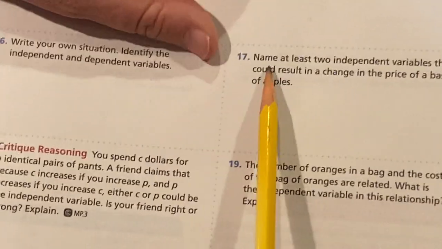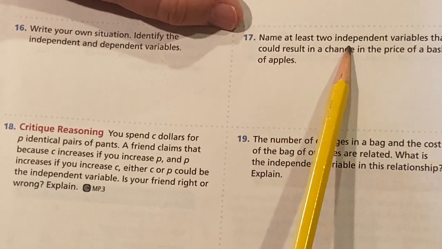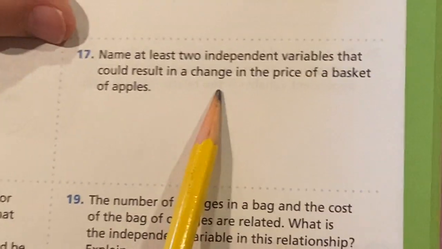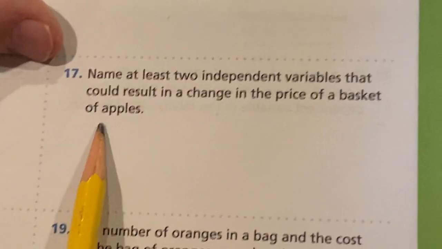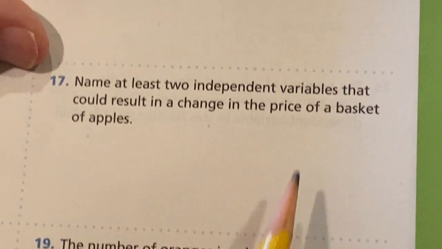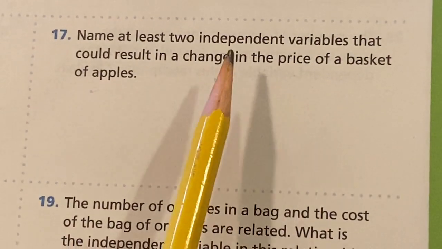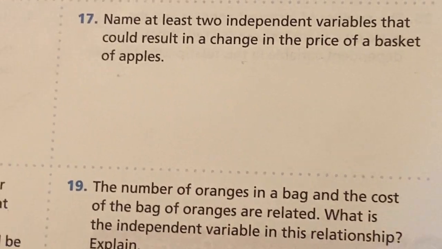Okay, so let's talk about the other ones on this page. Number 17, name at least 2 independent variables that could result in a change in the price of a basket of apples. What could cause the basket of apples to change? What are two things that would be independent variables? Okay.